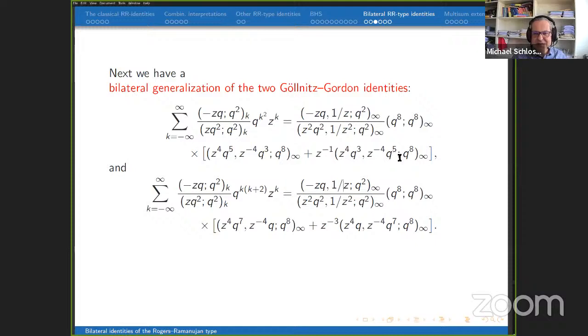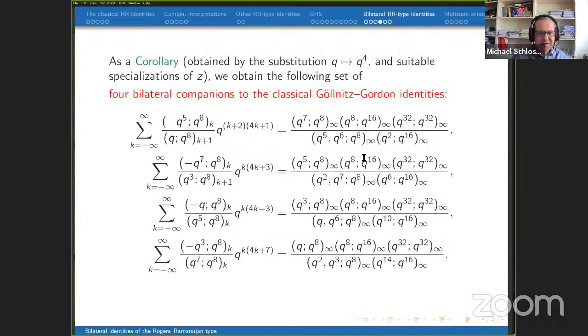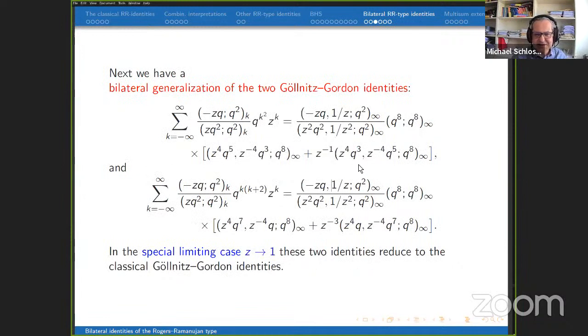But also, if we replace q by q to the 8, and then replace z by different powers of q, now z being q to the 3rd, q to the 5, or q to the 7, again exponents which are coprime to 8: 1, 3, 5, and 7. Before we have 1, 2, 3, 4 with base q to the 5. Now we have base q to the 8. So we get again a set now of 4 identities. With those specializations, the right-hand sides simplify because one of these terms will drop out.